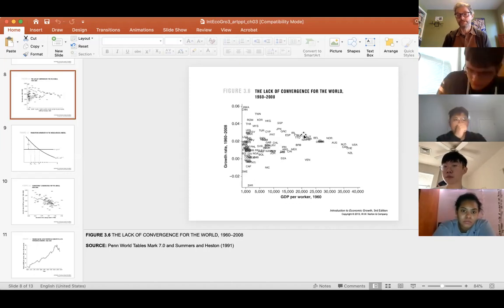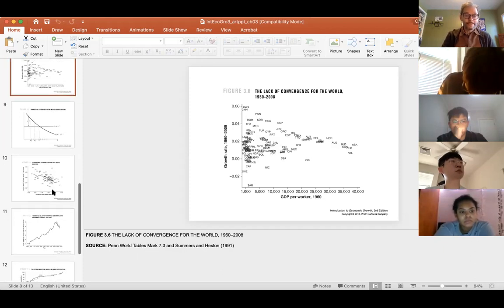And most of those countries are in the poorest 5% of countries in the world, right? And so a lot of these countries here near the origin are African, or there's some Middle Eastern countries that are just trapped in poverty, right? And they are not converging.